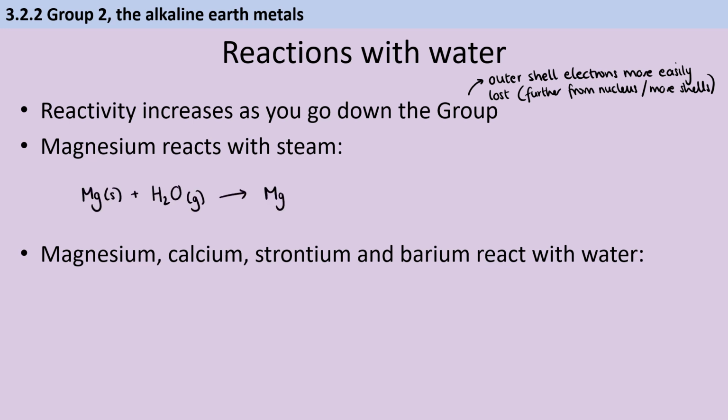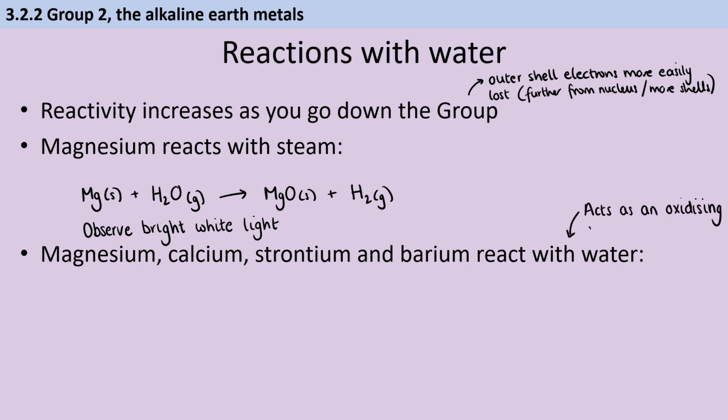So for steam, we're going to have our solid magnesium with our gaseous water, because it's steam, reacting to make magnesium oxide and hydrogen, and you're going to observe a bright white light, just as you do if you make magnesium oxide by putting magnesium in a Bunsen burner. Then when magnesium, calcium, strontium and barium react with liquid water, it's acting as an oxidizing agent. So the magnesium is going to react with liquid water to make magnesium hydroxide and also hydrogen gas.